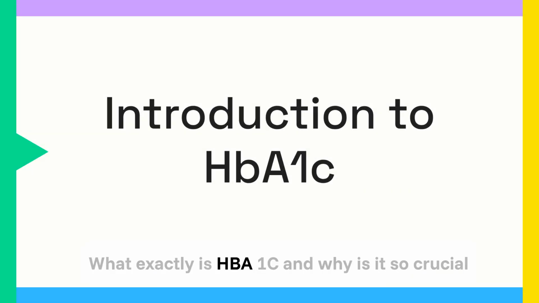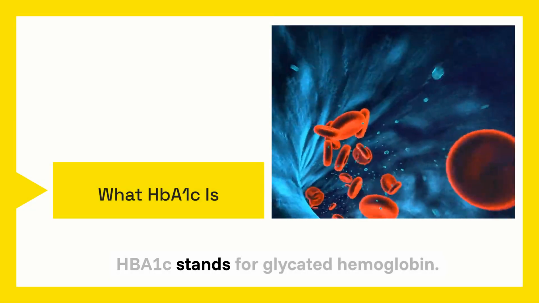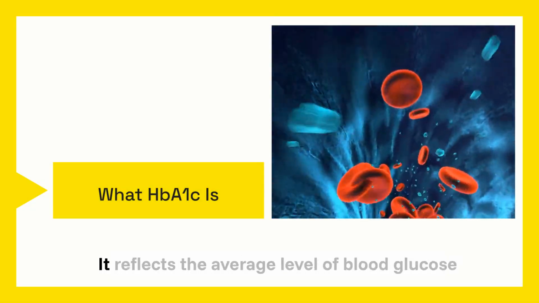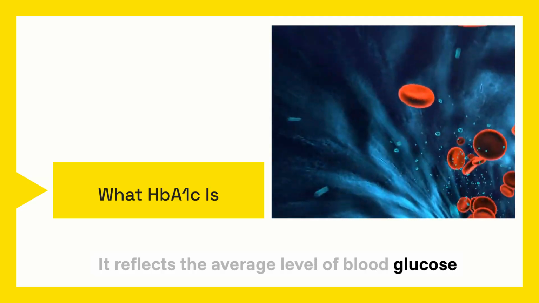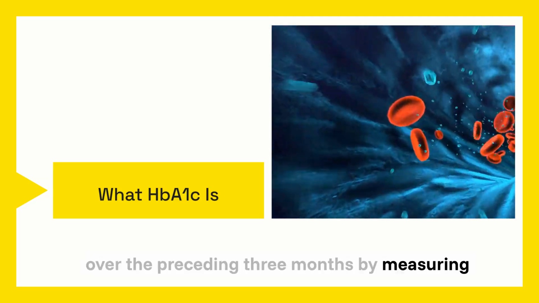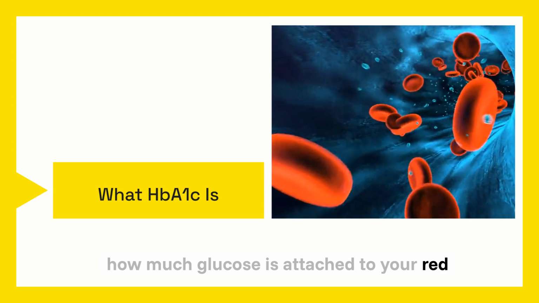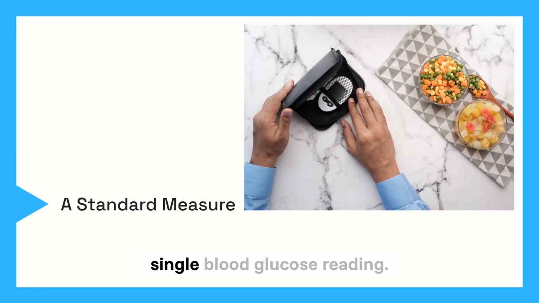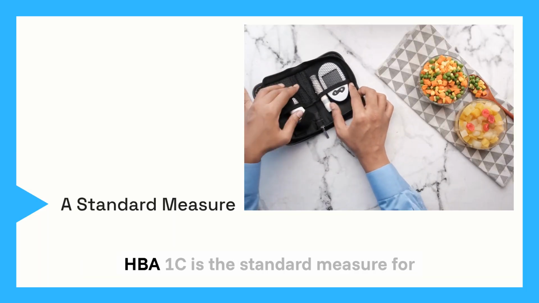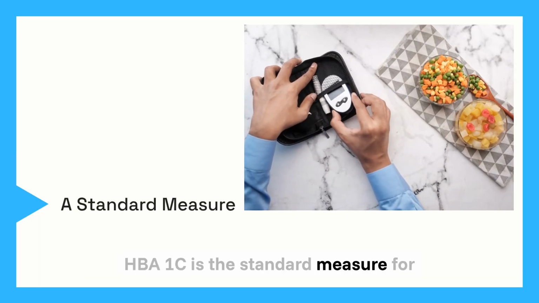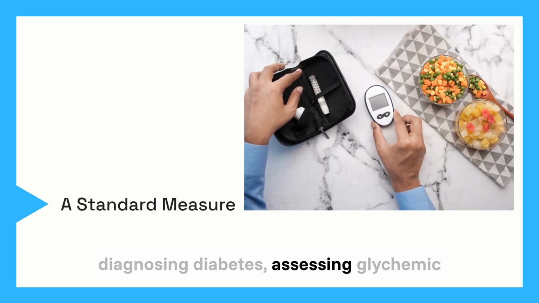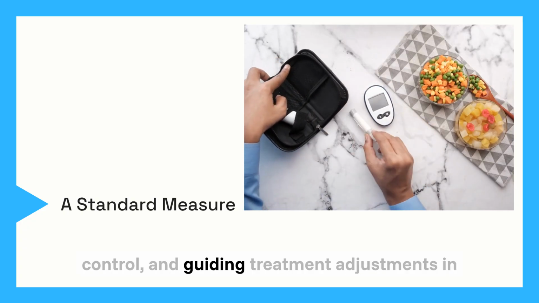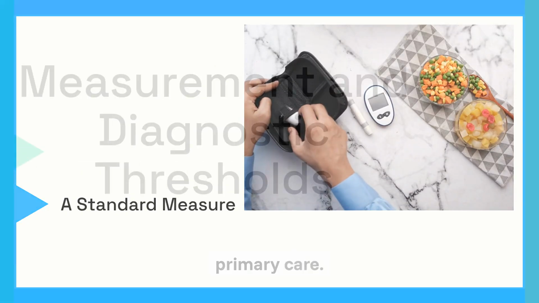What exactly is HbA1c, and why is it so crucial in managing diabetes? HbA1c stands for glycated hemoglobin. It reflects the average level of blood glucose over the preceding 3 months by measuring how much glucose is attached to your red blood cells. Because it gives a longer-term picture than a single blood glucose reading, HbA1c is the standard measure for diagnosing diabetes, assessing glycemic control, and guiding treatment adjustments in primary care.